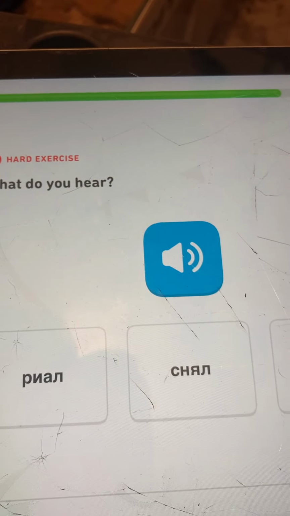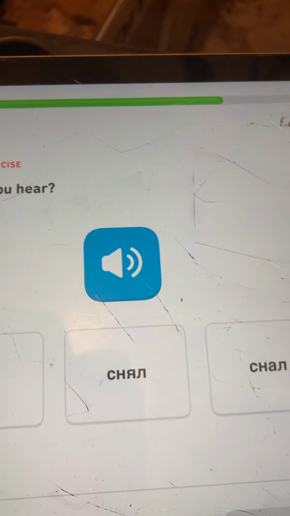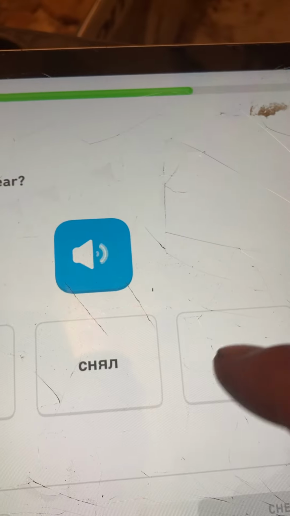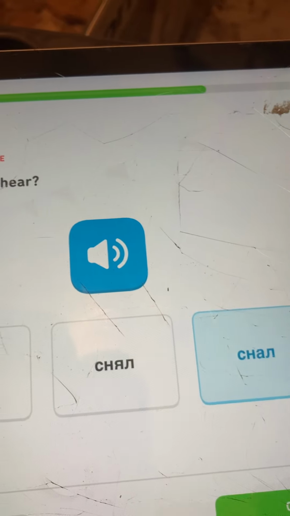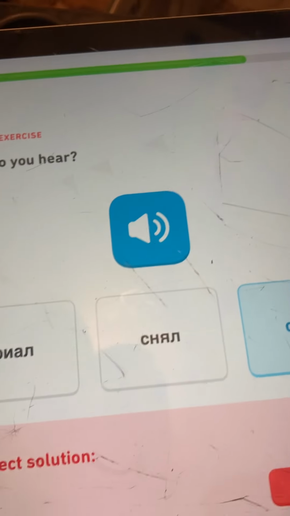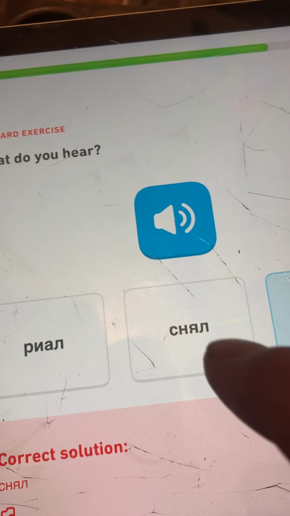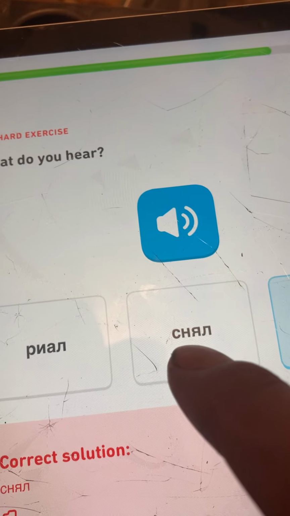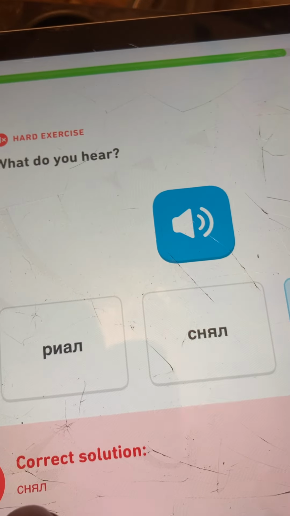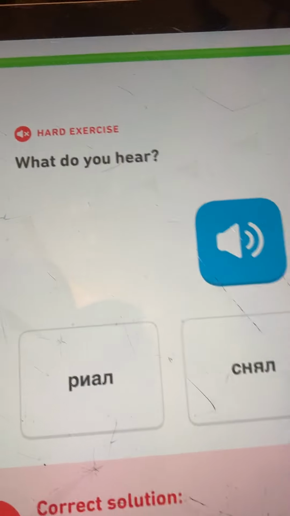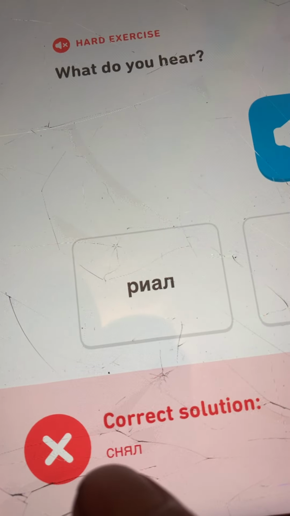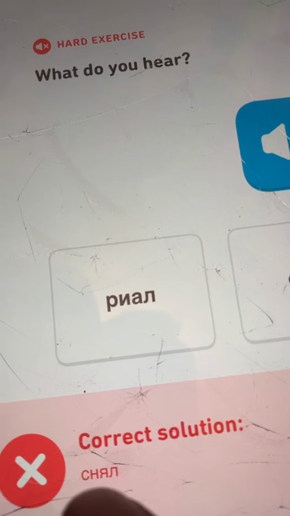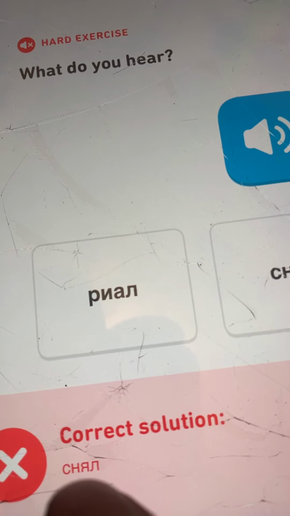Снял. Ooh, I missed one. Okay, so it was this one. The C is an S. The H is, I guess, an I.